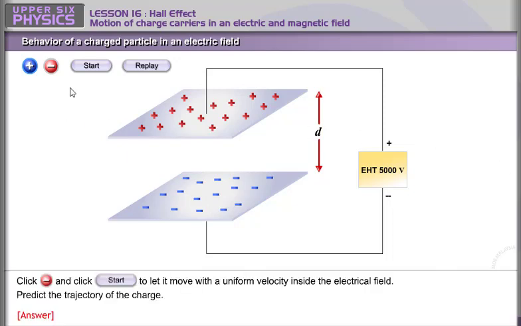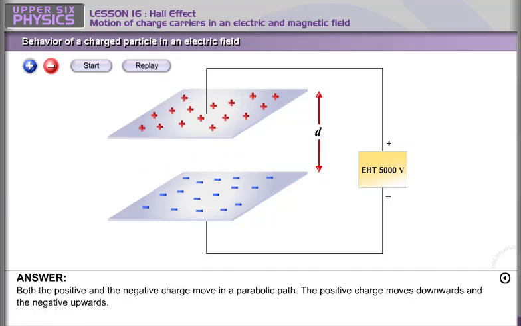Click the negative charge button and click the Start button to let it move with a uniform velocity inside the electric field. Predict the trajectory of the charge. Answer: both the positive and the negative charge move in a parabolic path. The positive charge moves downwards and the negative upwards.